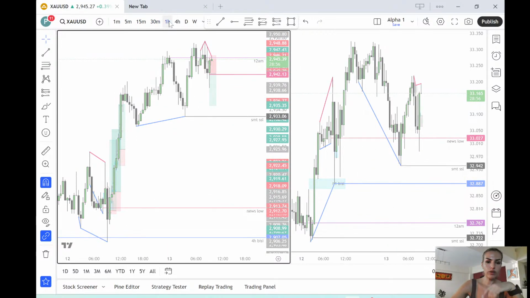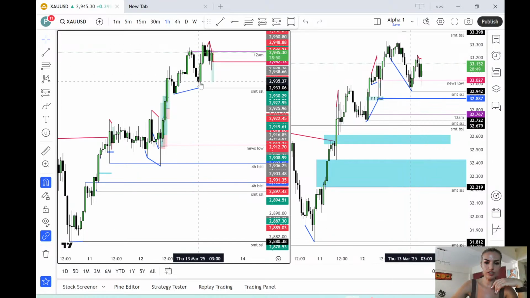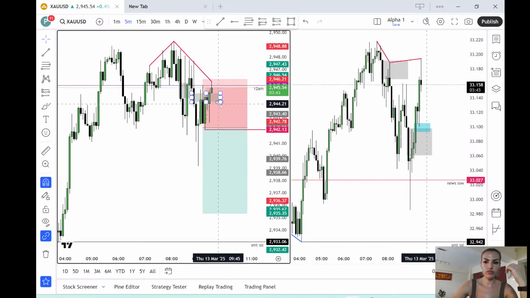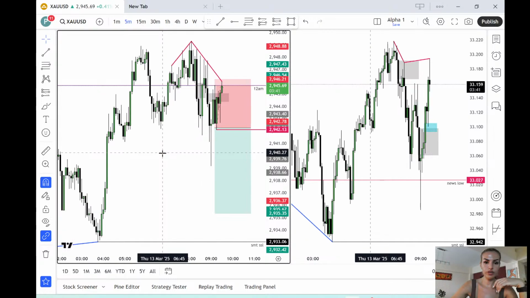For now, when I looked at the 1 hour chart, I was able to see that we're rejecting off of this BC, but we'll see. Rules are rules and are here to be followed.